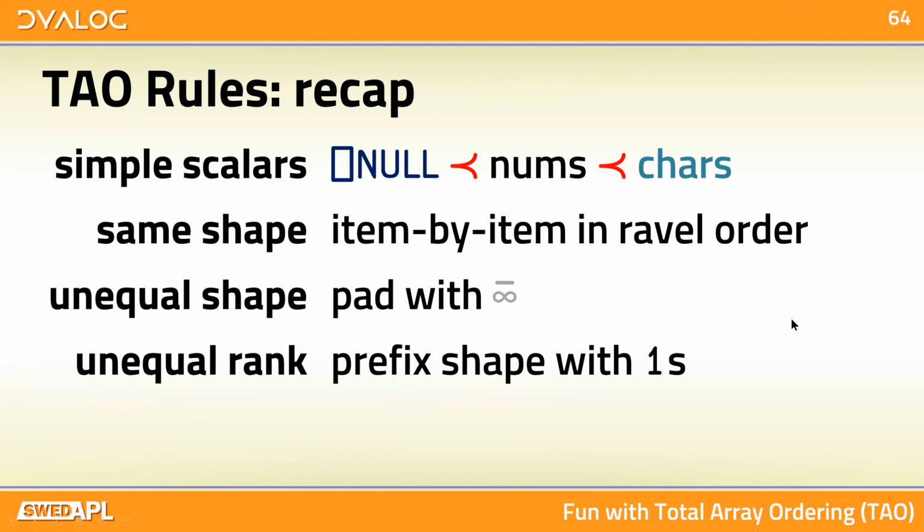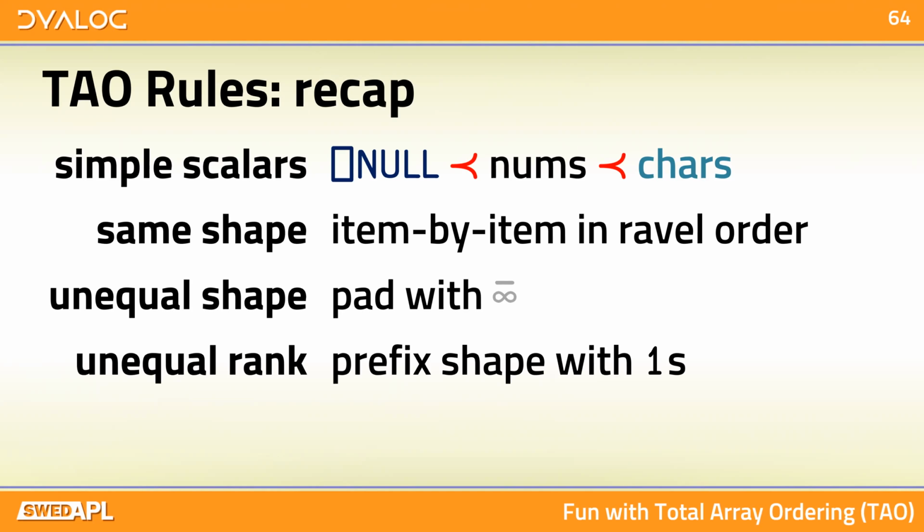Okay, so these are the basic rules. It's just a little bit more to go. Simple scalars: nulls, numbers, characters. When they have the same shape, we go element by element. And if they have different shape, then we pad them up so they have the same shape. And if they have different rank, then we pad the rank on the left with ones.